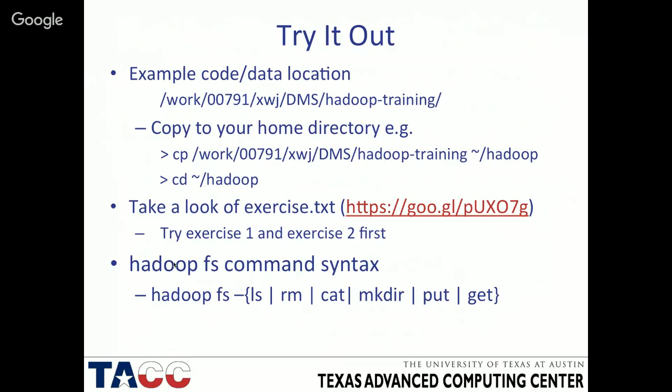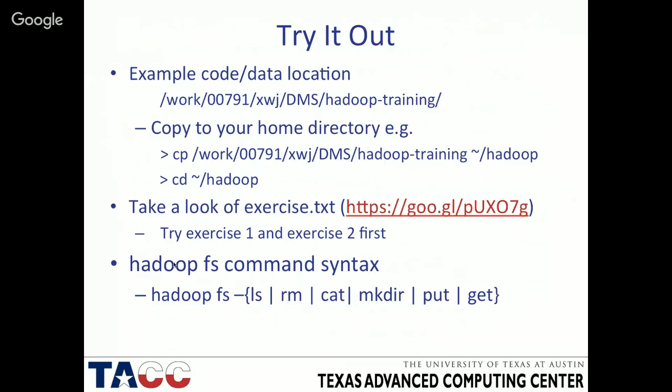Now begins the fun part, where you can actually try them if you have a node. If you're on Wrangler already, we put example code and data in this location, /work/00791/xwj. That's actually my directory on /work. For the DMS Hadoop training, you want to first copy that directory into your home directory, so you can easily write stuff in there, modify the code, or do things.